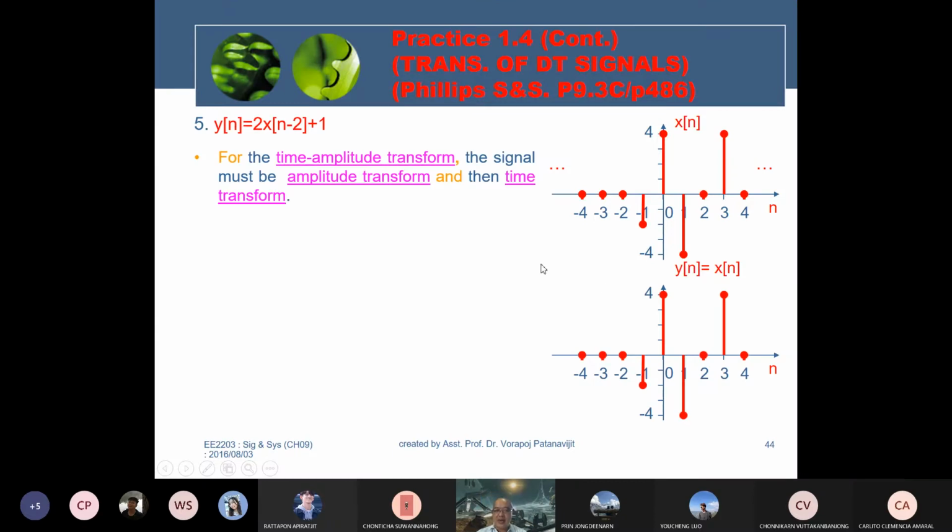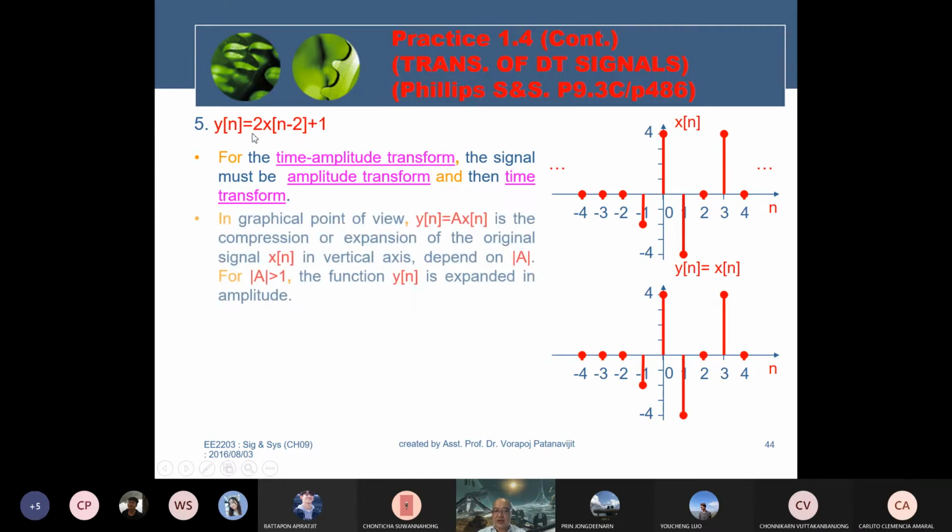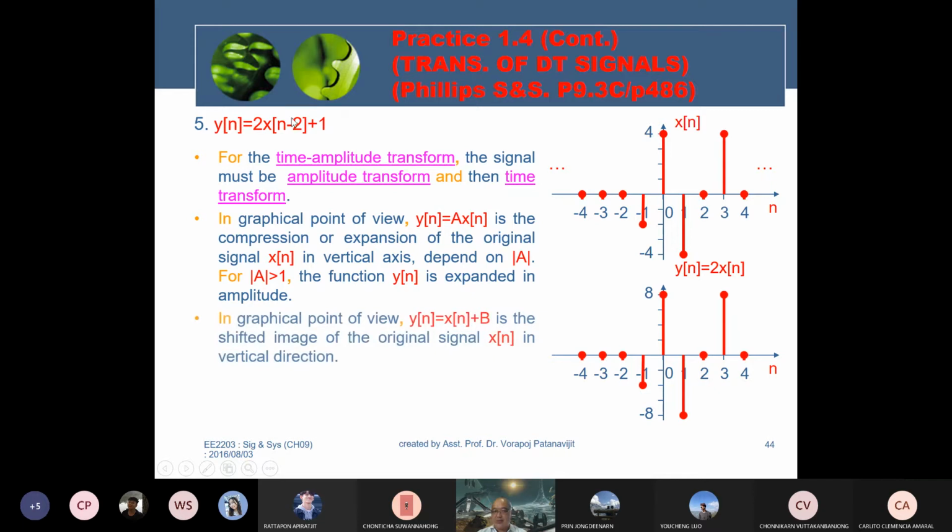yn equal to 2xn minus 2 plus 1. We proceed with amplitude scaling first. You scale by 2, you expand the amplitude by 2 times first. Next, you shift them by plus 1. You shift every point, adding 1 to every point. Redraw them. Last step, you take the time transform.